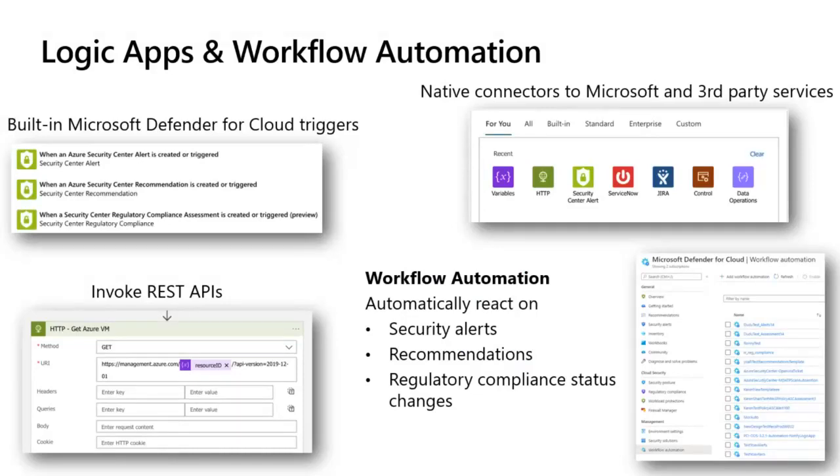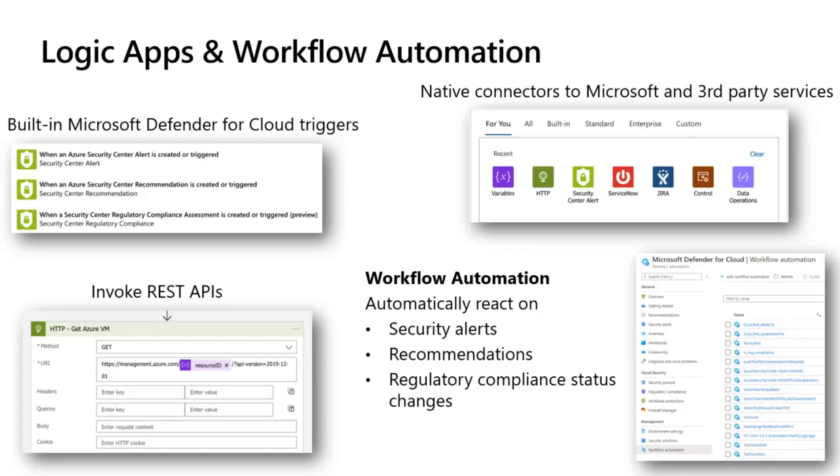Workflow automation allows you to create a set of automatic actions based on a specific rule. Those actions can be triggered either by a security alert that has been generated, or based on new sets of recommendations, or any regulatory compliance status change. So we have those three ways that you can automatically trigger that workflow based on the rule, and therefore the automation configured with the workflow will execute and do whatever has to be done.